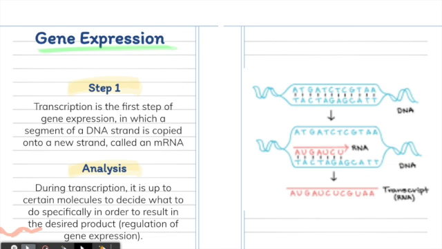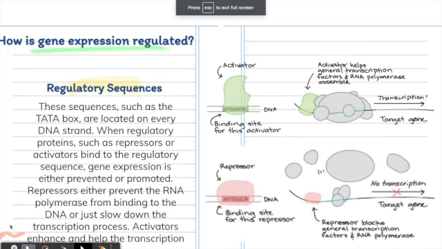The steps of gene expression. Step 1. Transcription is the first step of gene expression, in which a segment of a DNA strand is copied onto a new strand called an mRNA. Analysis. During transcription, it is up to certain molecules to decide what to do specifically in order to result in the desired product, which regulates the gene expression. How is gene expression regulated?